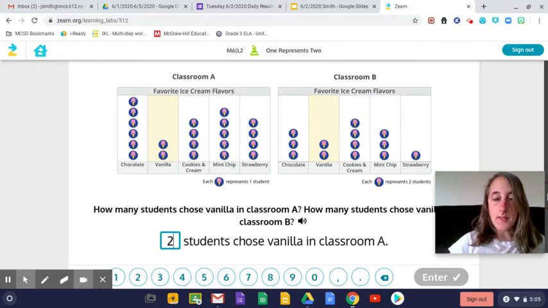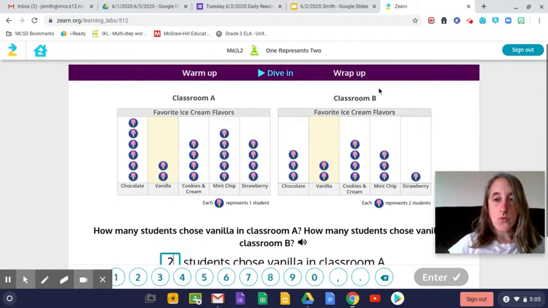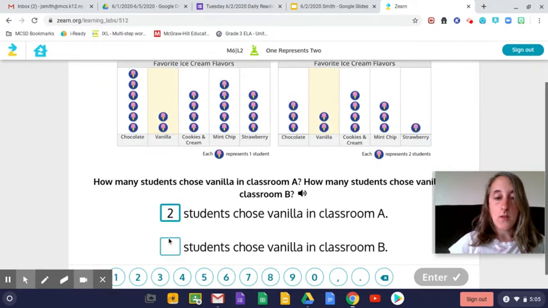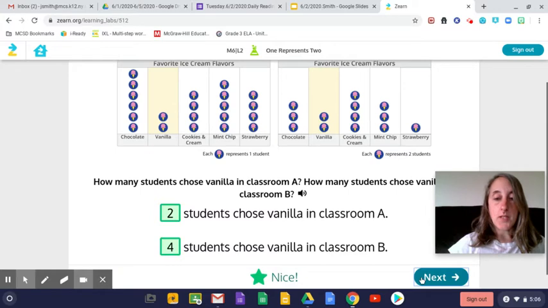And then it says students chose vanilla in classroom B. So here's classroom B, and here's our vanilla, and it says each cone represents 2 students. There's 2 here, so 2, 4, or 2 times 2 is 4. Do you see how the graphs look the same but can be different based on their keys? Pay close attention to the keys, boys and girls, when you're doing graphs.